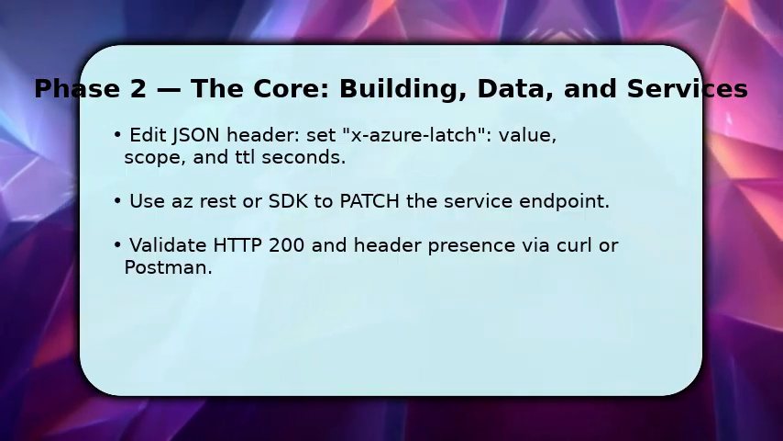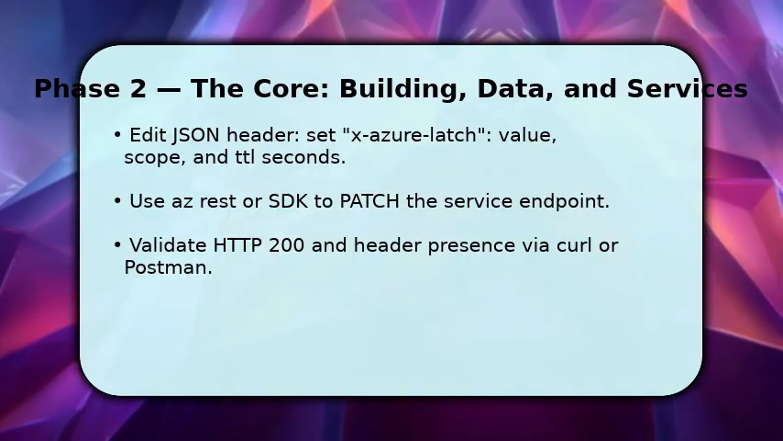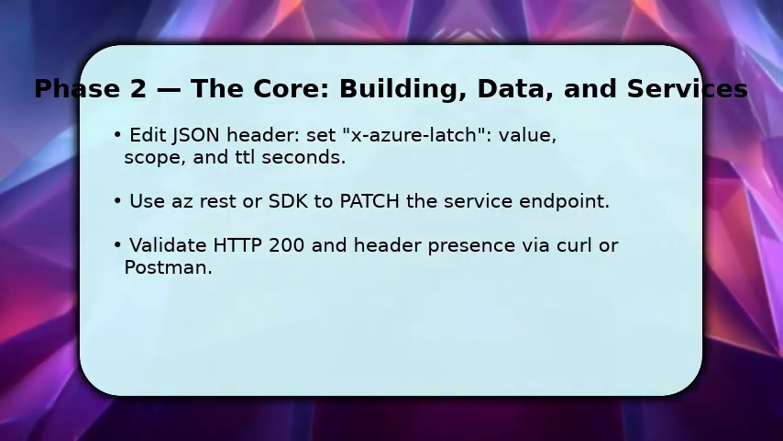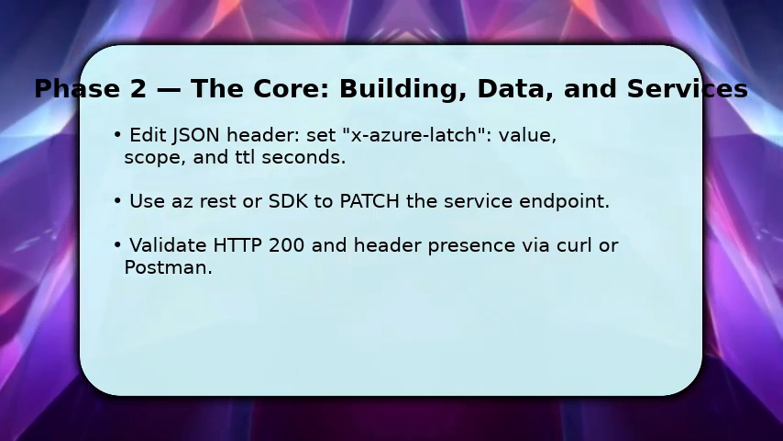After applying, make a simple GET with curl or Postman to the endpoint and inspect response headers. If you see your latch header present with the correct value, move on to persistence and automation.